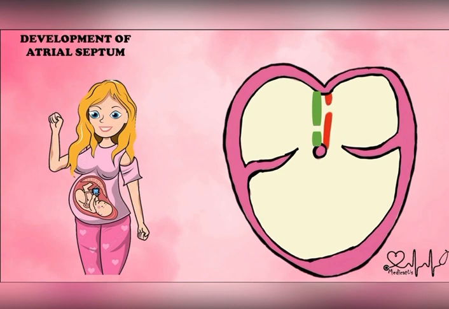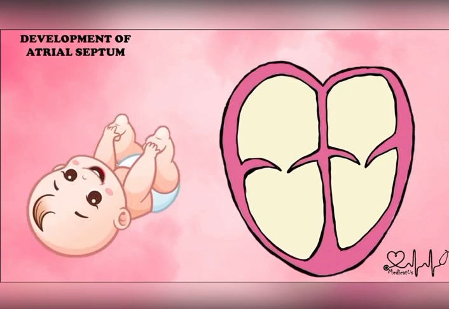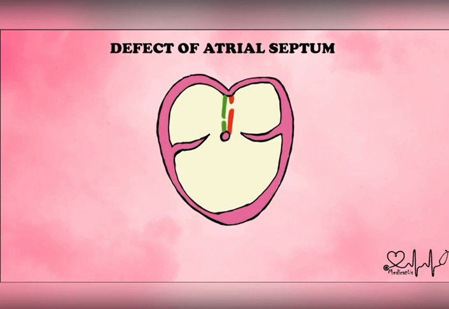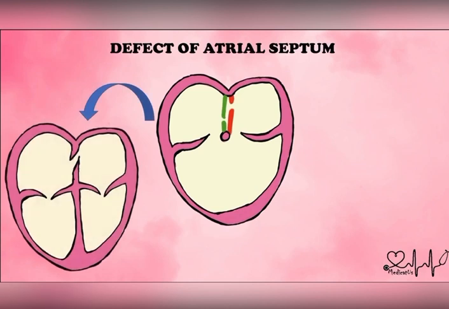The fetus gets oxygenated blood from the mother's placenta, and this foramen ovale allows it to bypass the non-functional fetal lungs. However, after birth, the baby's lungs become functional. The changes in pressure between two sides of the heart force the opening to close. But in some individuals, this hole does not close properly, leading to a defect in the atrial septum, or ASD, atrial septal defect.